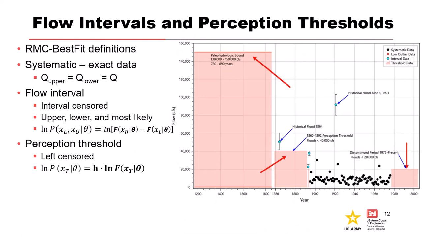So the interval data. Sorry, the animations are giving me a little trouble here. So interval data is defined as an upper and lower bound. In BestFit, you can see that we also enter a most likely flow. And that's what informs the blue or green dot there in the center.